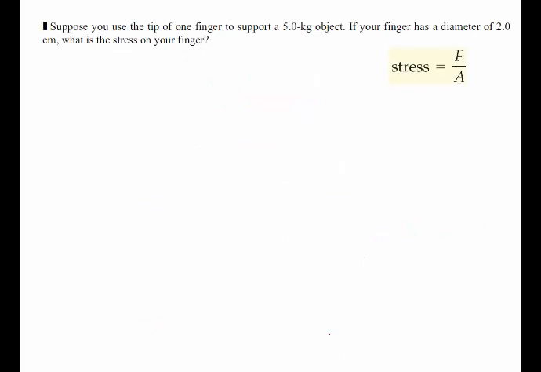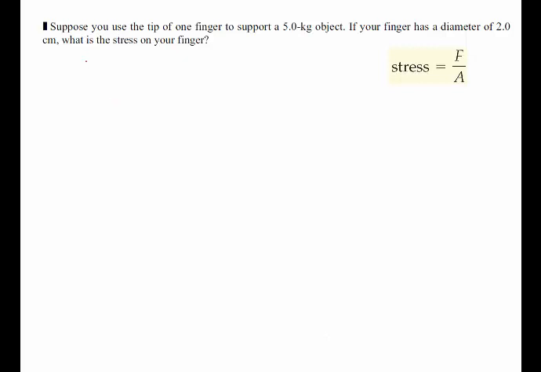But first, it makes sense to do an example so we can see exactly how this works. Suppose you use the tip of one finger to support a 5 kilogram object. Your finger has a diameter of 2 centimeters, at least that's what this object is covering. And we want to know what is the stress on your finger.